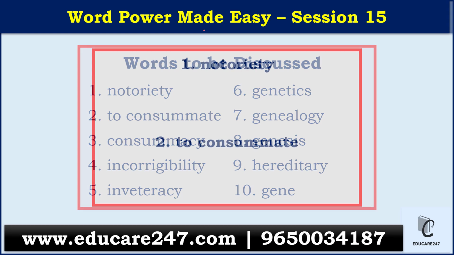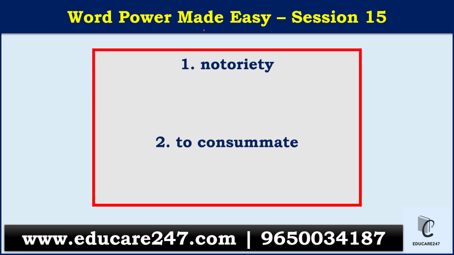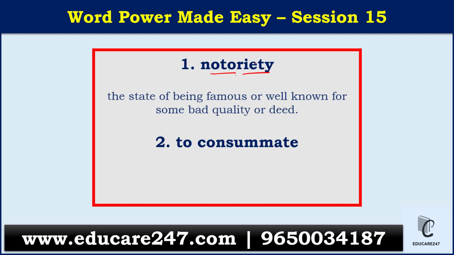Let's begin. The first word here is notoriety. We had a word in the previous session which means notorious. So notus and riety, notoriety. Notus is to be known, and notoriety, if you see completely, is being known for something bad. The state of being famous or well known for a bad quality or deed will be termed as notoriety.